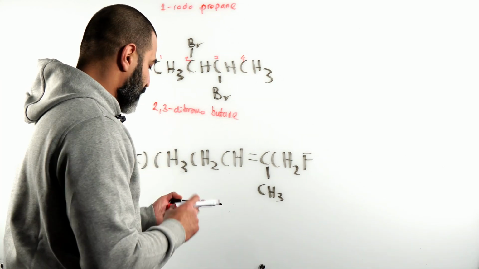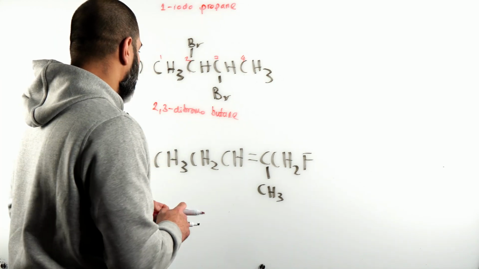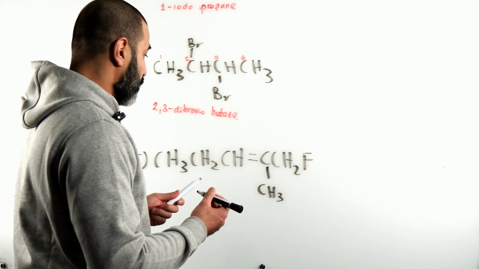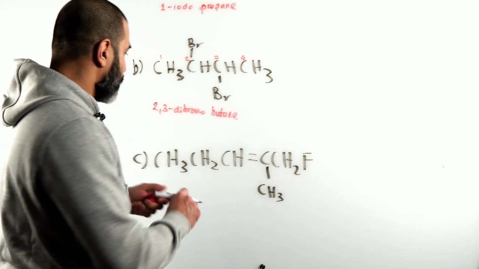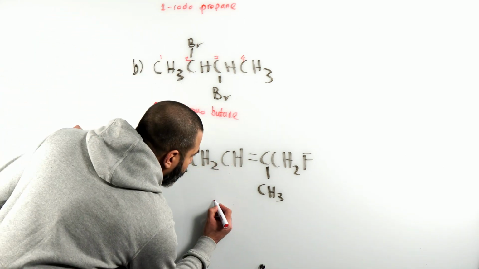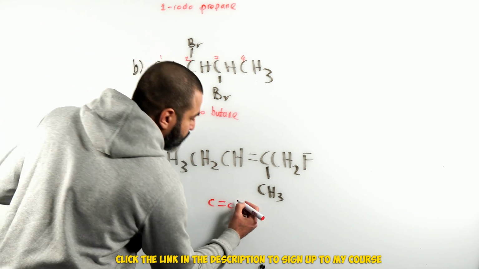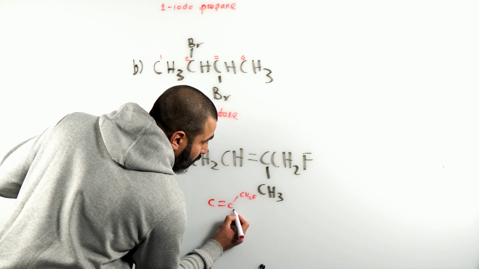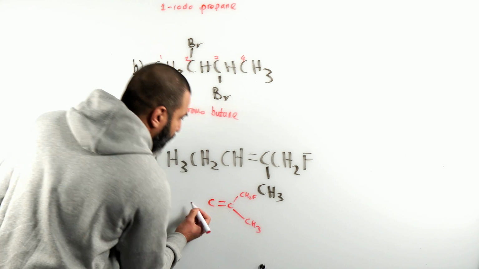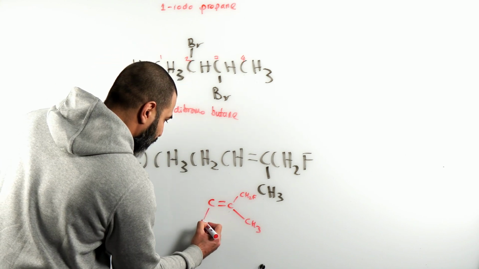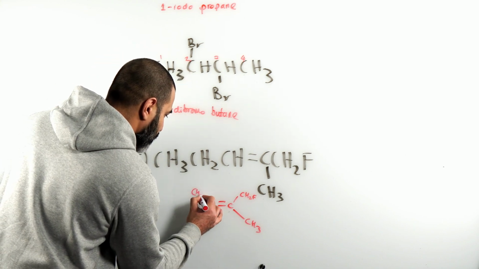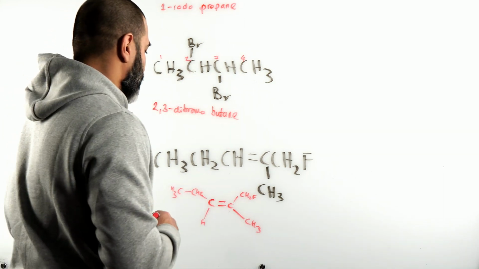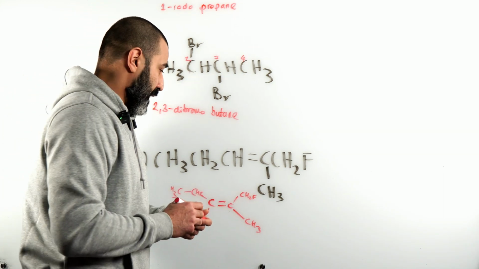Okay, a bit of a nasty one in comparison to A and B. So what we can do if you want is you can draw this out. So let's draw this out. So we've got a CC double bond here. We've got CH2F. And we've got a CH3 there. We've got a CH. Got CH2. CH3. If it helps drawing it out, please draw it out.